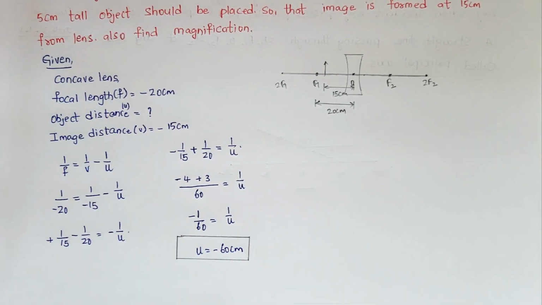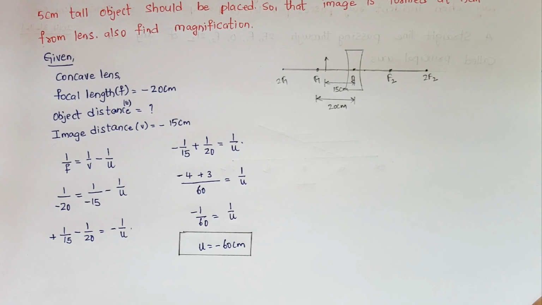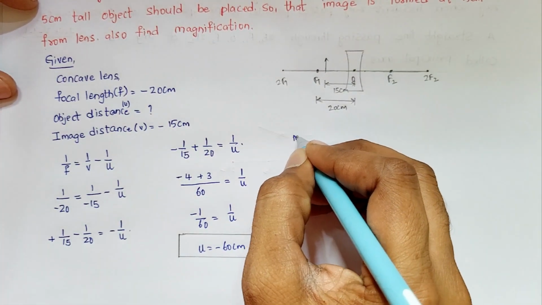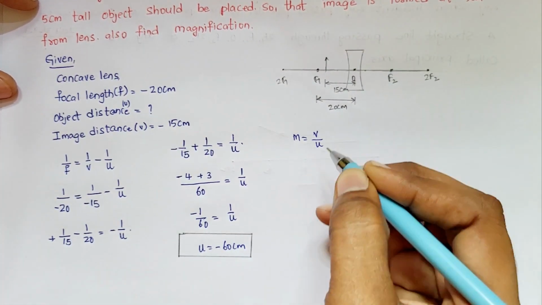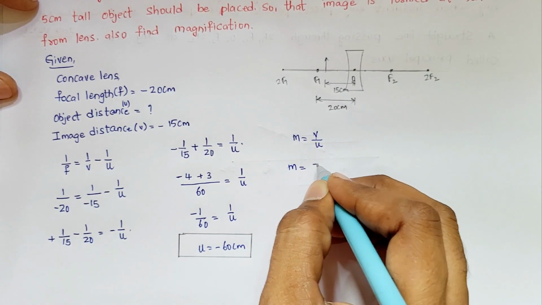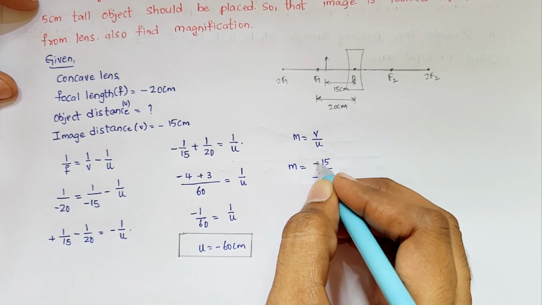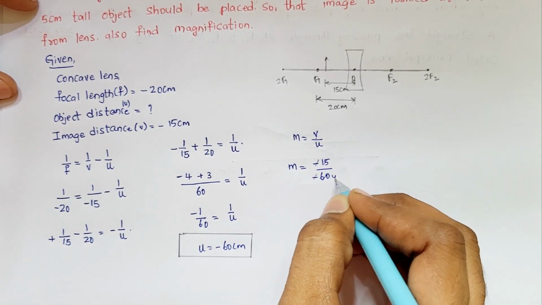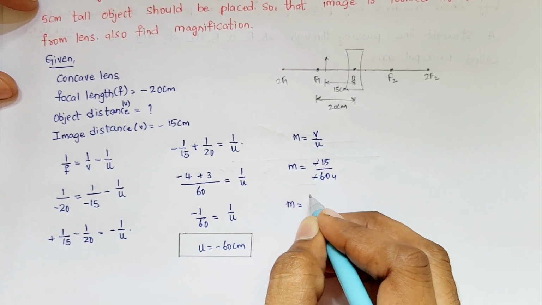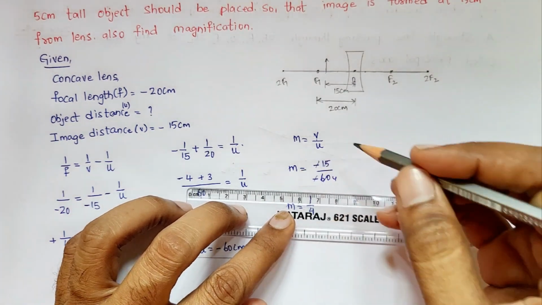They did not stop the question there. They also asked us to find the magnification. What is the formula for magnification in a lens? The formula for magnification is m is equal to v divided by u. So magnification m is equal to v, how much is it? v is minus 15 centimeters. u is minus 60 centimeters. So minus minus cancel. 15 ones are 15, 15 fours are 60. So magnification m is equal to 1 divided by 4. So we got the magnification also and we got the object distance also.